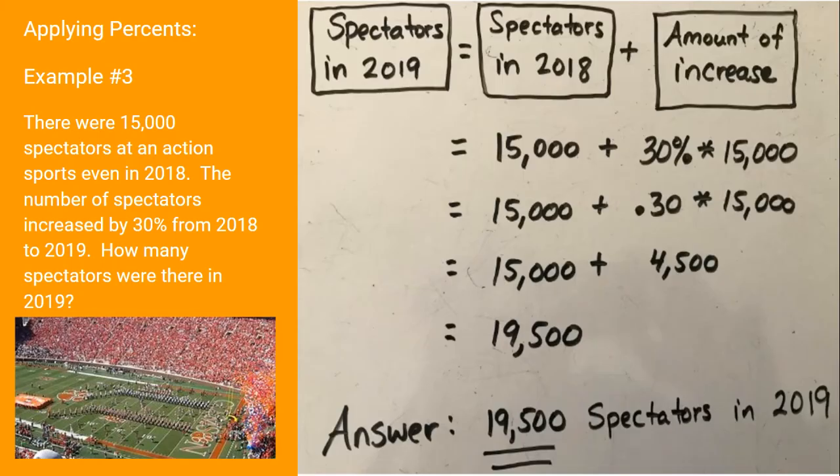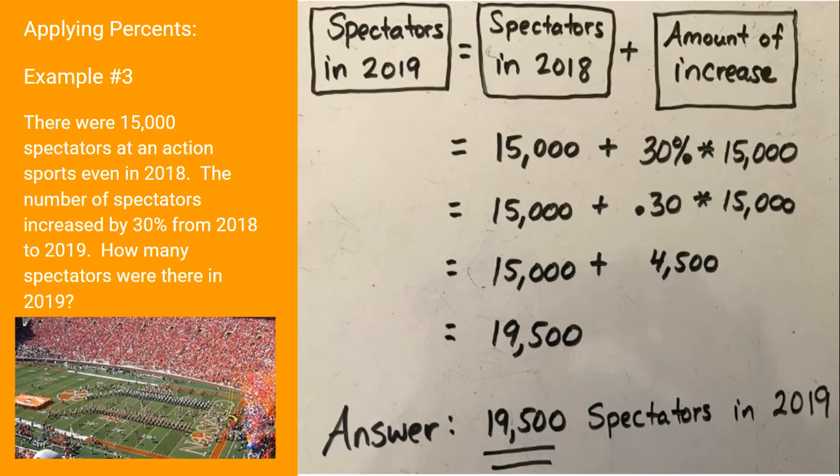Now, the next type of problem is going to deal with applying percent. So let's say we are going to look at some data of how many spectators attended a certain sports event, okay? And let's say in the year 2018, there were 15,000 people that attended a particular game. Let's say a year later, in 2019, the spectators increased by 30%. So we have to figure out, well, how many spectators attended the event in 2019?